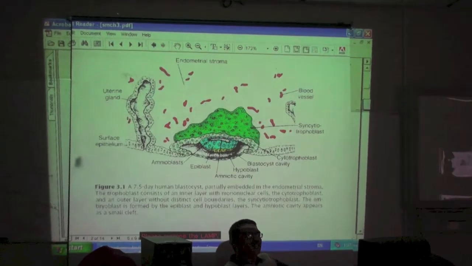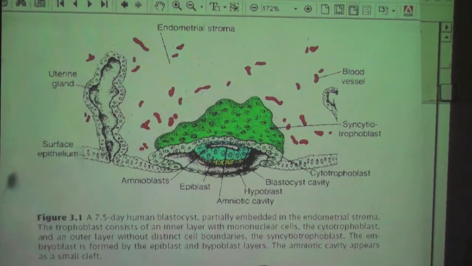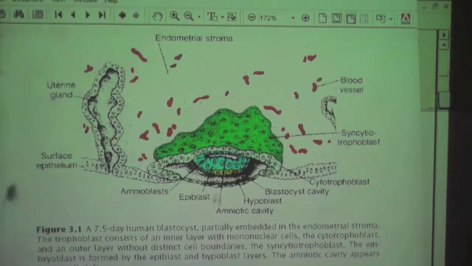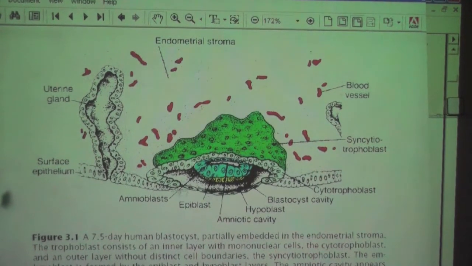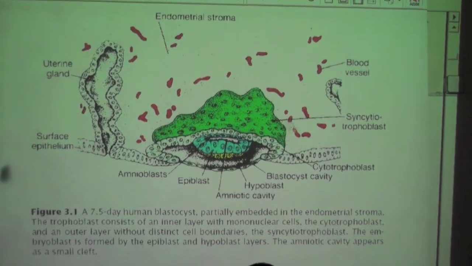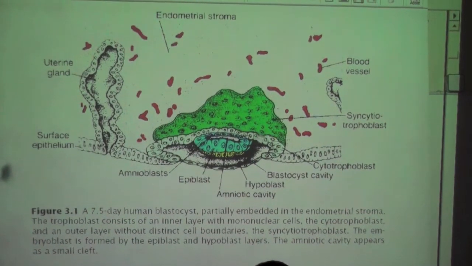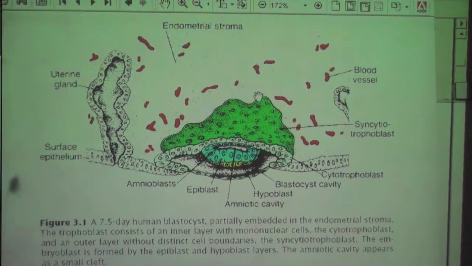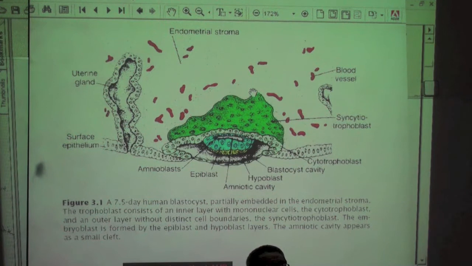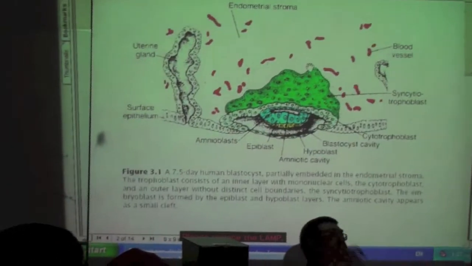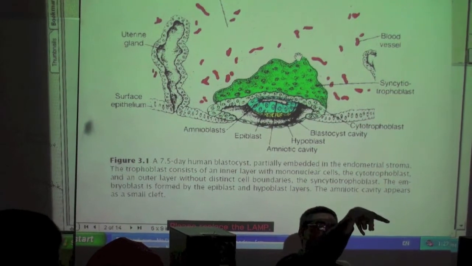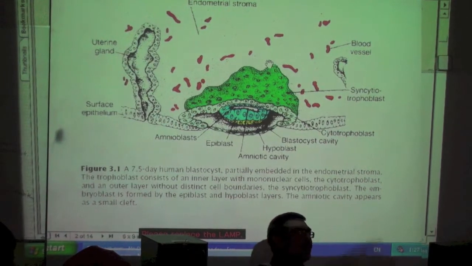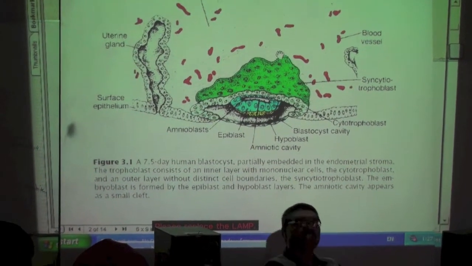You can see this is all uterus, and this is all endometrium, with the endometrial glands. You can see the conceptus, the blastocyst, going inside. You can see the outer cell mass and inner cell mass, and this is syncytiotrophoblast and this is cytotrophoblast. Now, why does implantation take place at five and a half days? Why not earlier? Because the zona pellucida degenerates now. So as long as the zona pellucida is there, implantation will not take place.